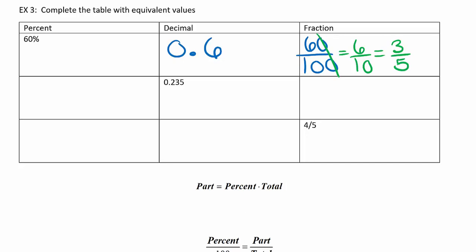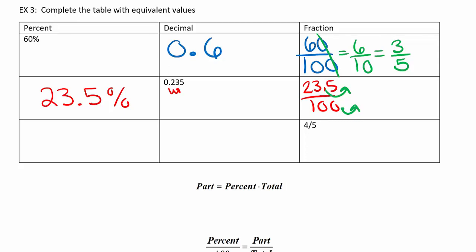Now if we're given a decimal and we want to convert that into a percent, we do the opposite. We take the decimal and we move it 2 places to the right. So that would give me 23.5%. And now I can take this percent and write it as a fraction. 23.5 over 100. Just like in the previous problem, I want to get rid of the decimal. I move it 1 place to the right, so I have to do the same thing to the bottom. And this becomes 235 divided by 1,000.